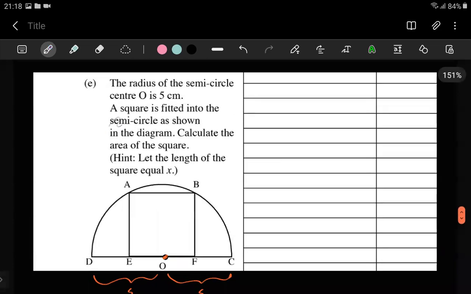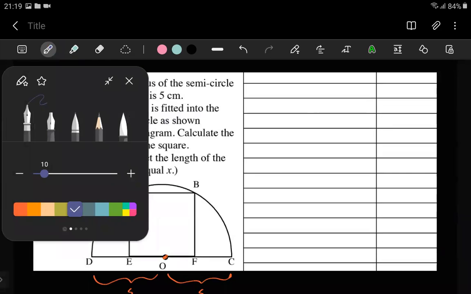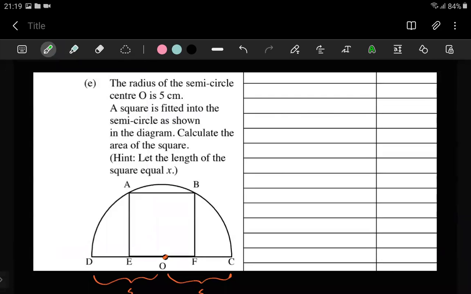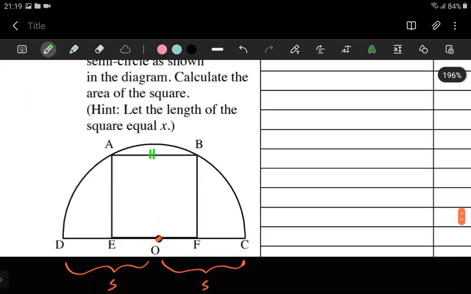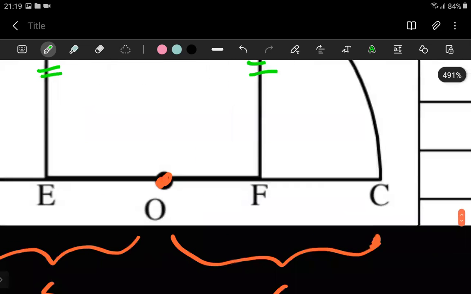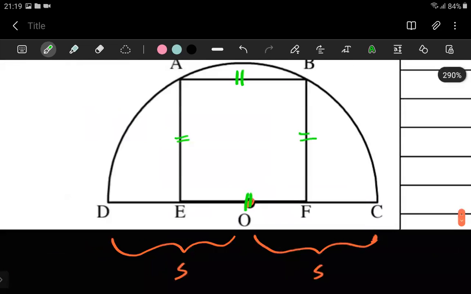It says now, a square is fitted into the semicircle. So you see here, there is a reason why they didn't just say a block is fitted into the circle. They could have said a block, but they are being specific. They're trying to tell you that the sides are all equal. Now, if you take that for granted, then there's a problem. So that's why they're telling you it's a square. That's why they're not saying a block.